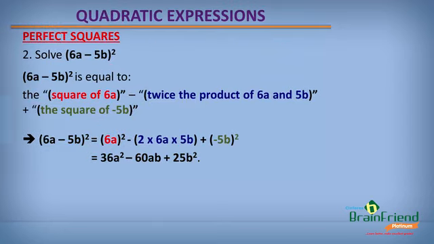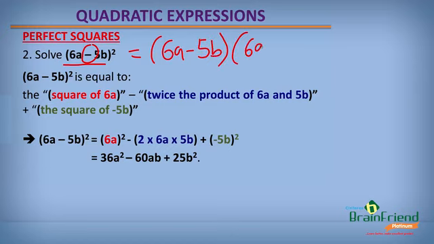Now let's look at another example where we have a negative sign. Now solve 6a minus 5b all squared. This is equal to 6a minus 5b times 6a minus 5b. And when we have perfect squares, the law says that it is equal to the square of the first term plus the square of the second term. Then depending on the sign in the bracket, minus or plus twice the product of the terms.